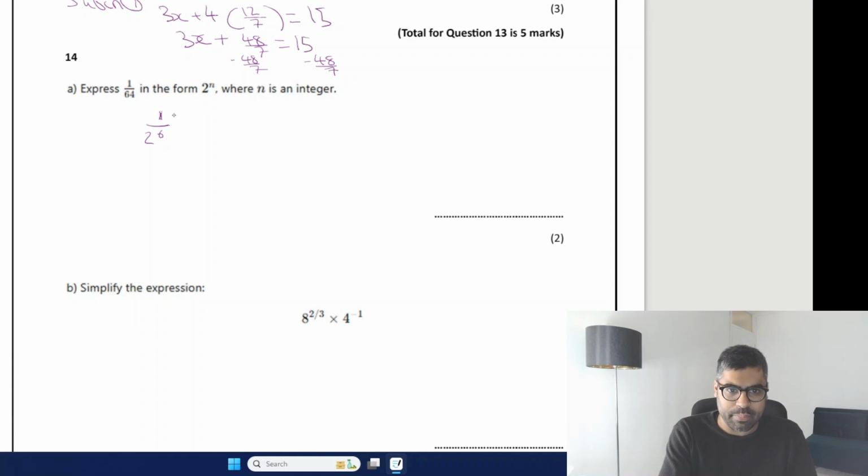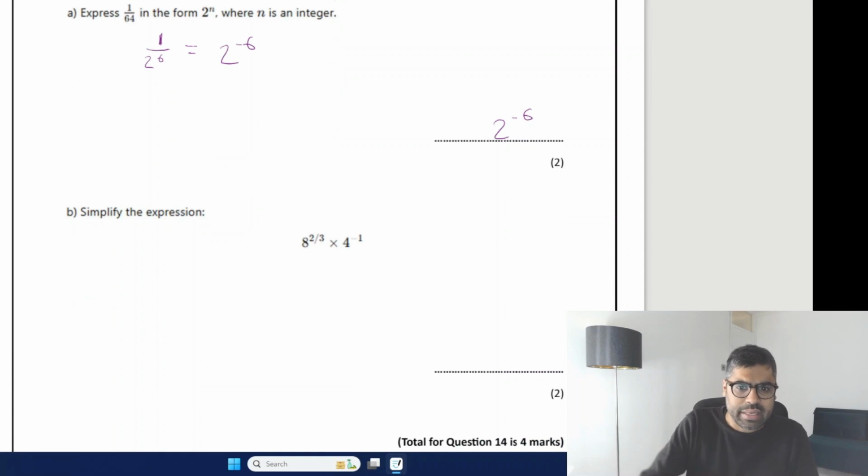They want it 2 to the power of n, so if you know your power rules, you'll know that if we bring 2 to the power of 6 up to the numerator, that'll make our power negative, so we can rewrite it as 2 to the power of minus 6. So that's a nice, relatively easy 2 marks in the bag. Now for part B.